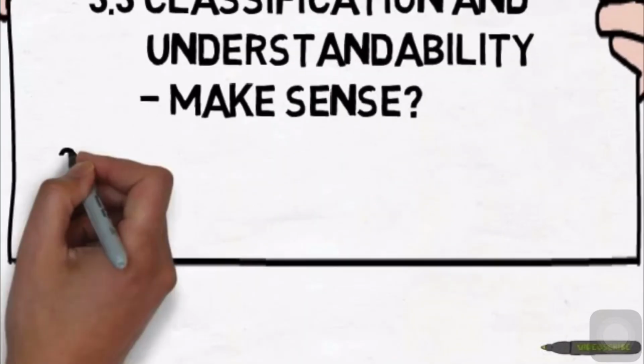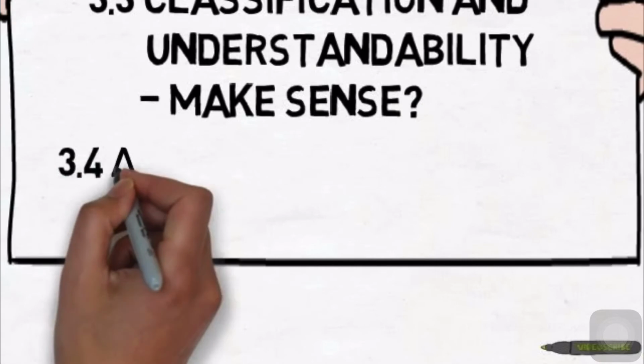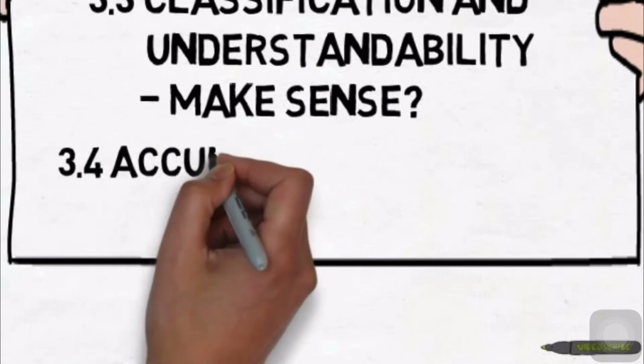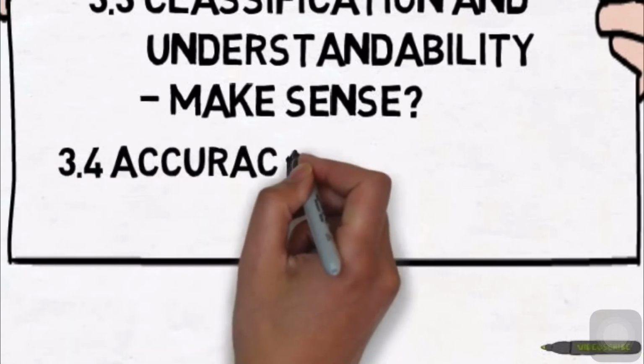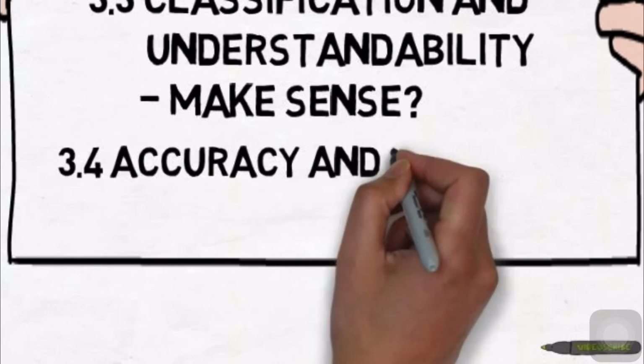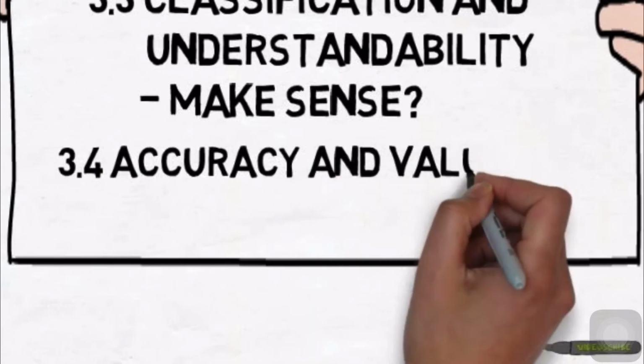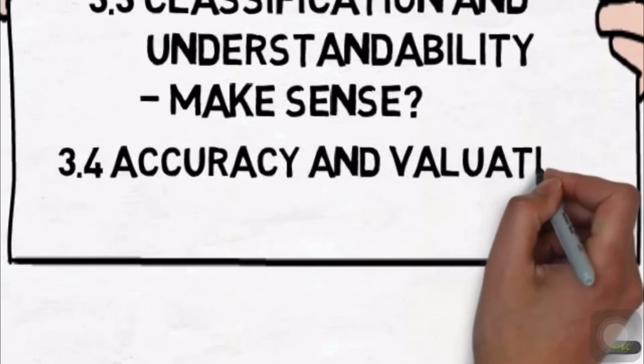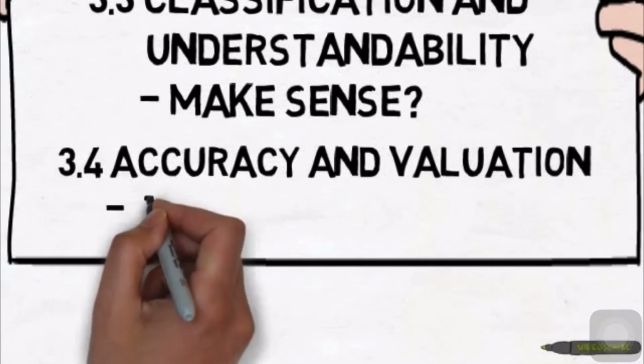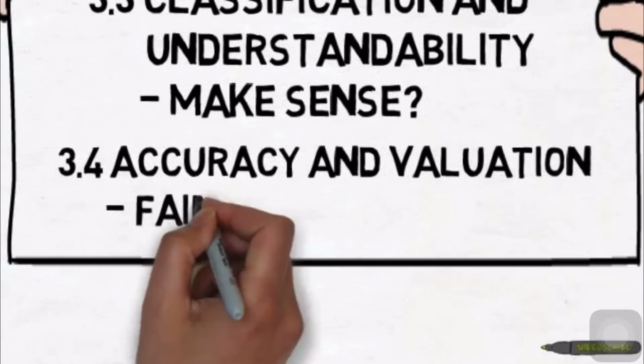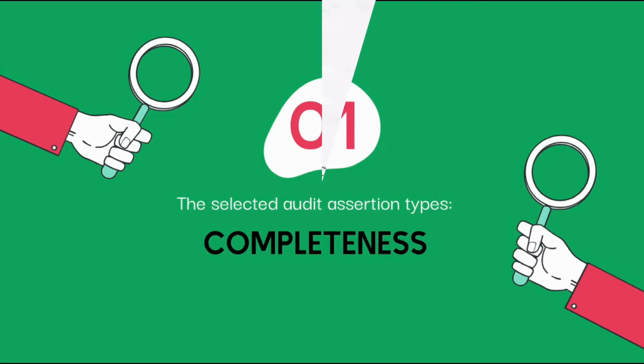And then lastly, accuracy and valuation. Financial or non-financial information is disclosed in the financial statements fairly. This explains the assertions and their applicability to the audit. Once we delve into specific sections, we will unpack this in more detail.